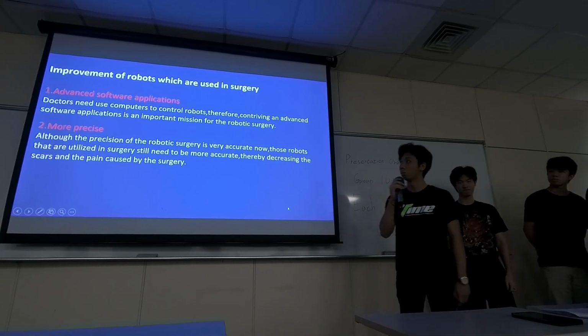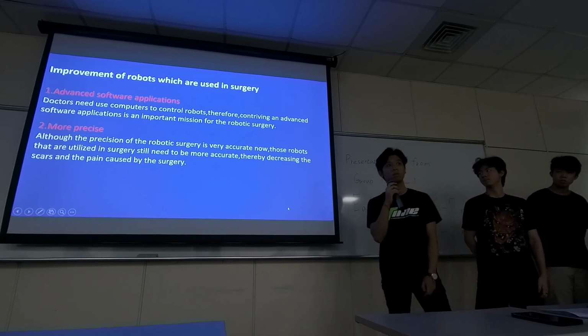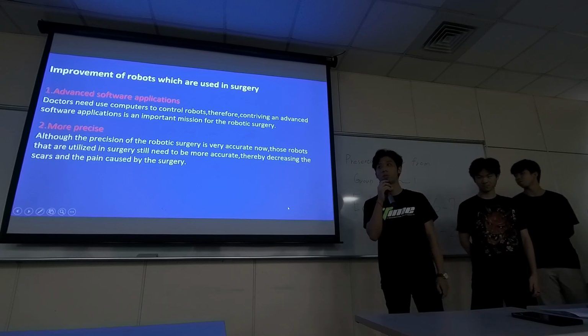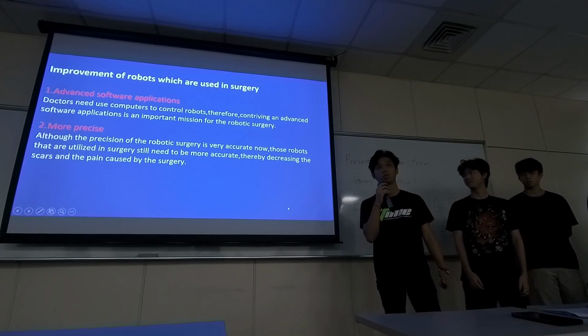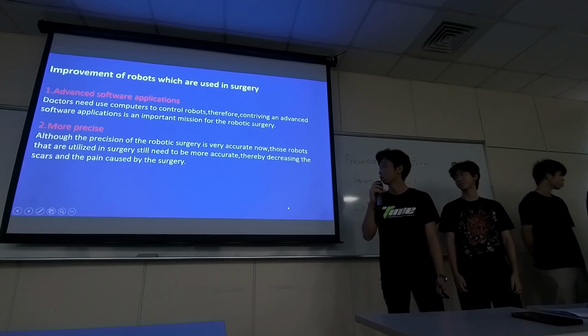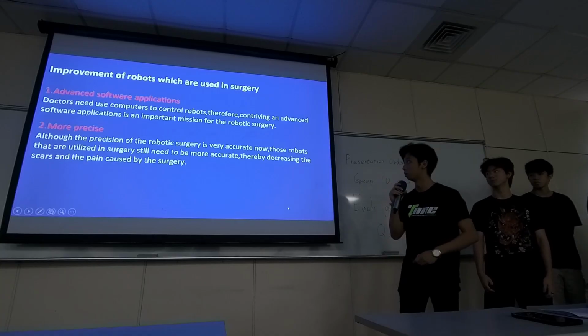Second is more precision. Even though the precision of robots is pretty high, there are some people who are controversial and cannot be entirely persuaded by the implementation of robots. So we have to decrease the scarring and pain caused by surgery in order to persuade them.